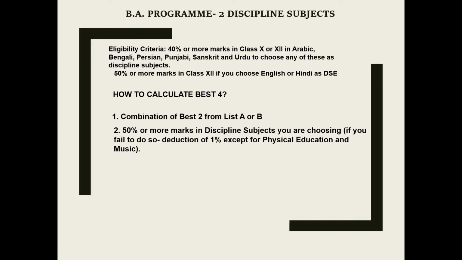While this does not apply for physical education and music. So what applies for physical education and music? If you are choosing physical education or music as one of your discipline subjects, then you must include them in best 4. If you fail to do so, then you face a deduction of 2.5%. Then there's the same point which we have been following throughout: if you are including any subject which is neither mentioned in list A nor in list B, then you face a deduction of 2.5% for every such subject.